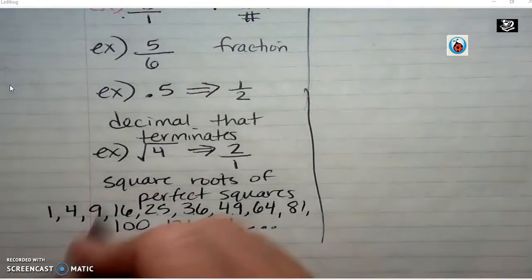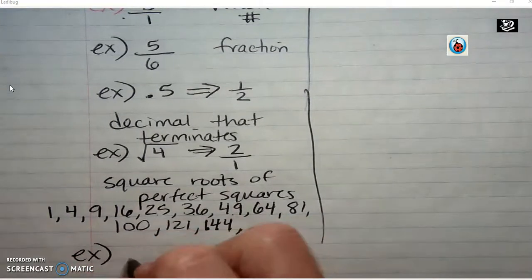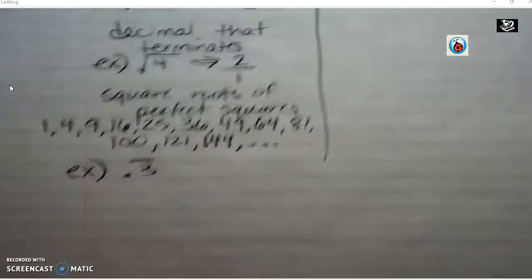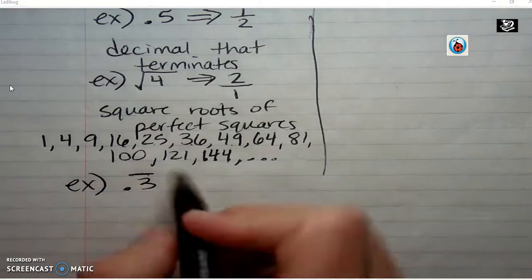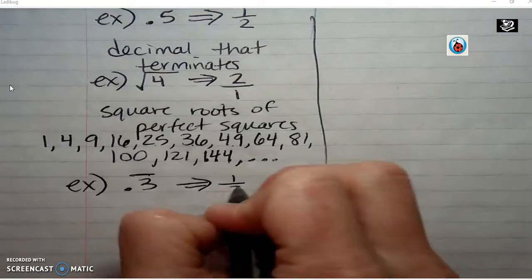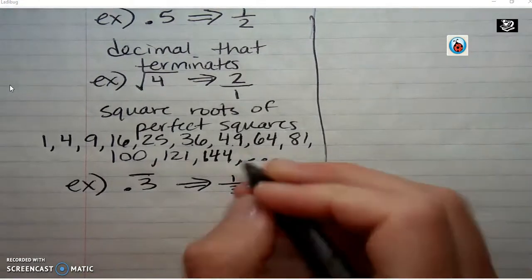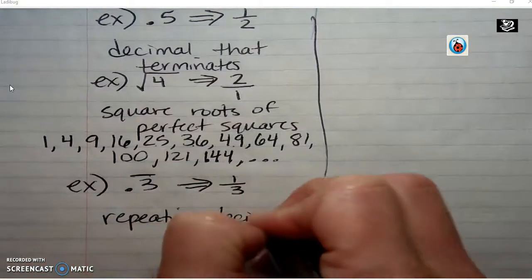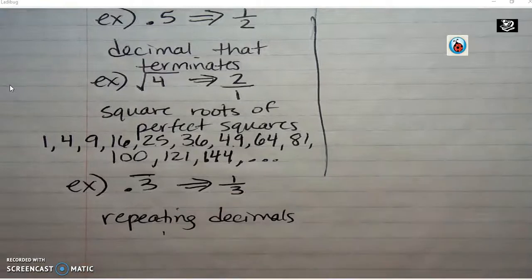All right, and the last example of a rational number is repeating decimals. 0.3 repeating can be written as 1/3, so that is a rational number. So repeating decimals are rational numbers. Okay.